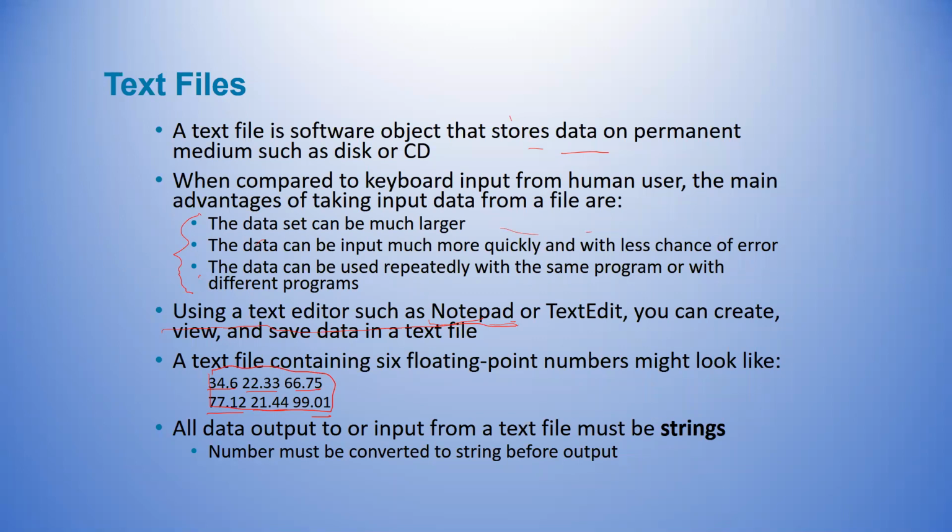All data output to or input from a text file must be strings. And this is very, very important. Anything you want to write to a file must be a string type. Anything you're reading from a file is a string. So if you want to use it as a number, you have to convert it.